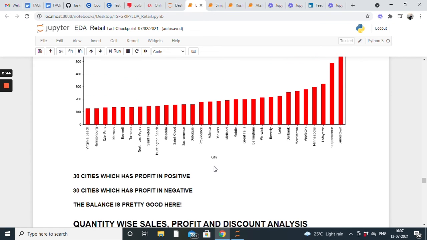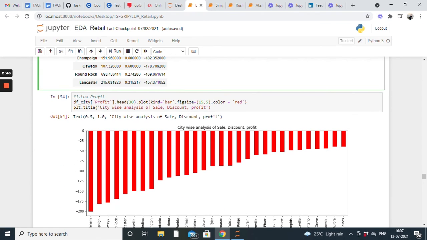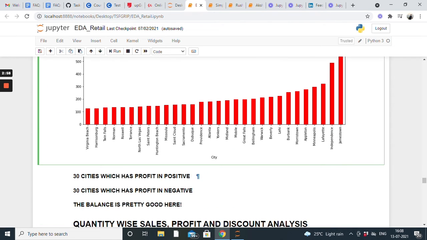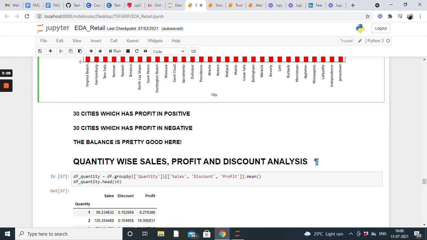Initially we are going with the head 30, that is the top 30 cities, and afterwards we go with the tail 30, the bottom 30 cities. We can see the 30 cities with the highest profit are positive, and the 30 cities with negative profit. So the balance is pretty good here.